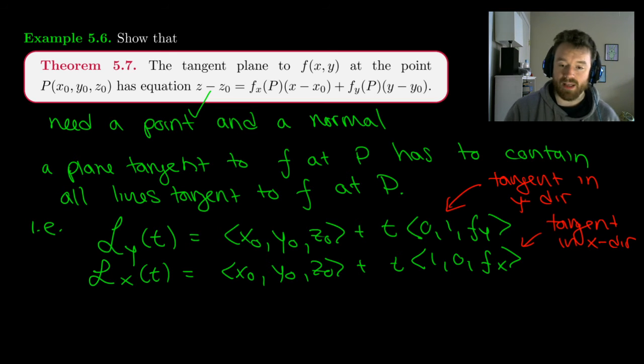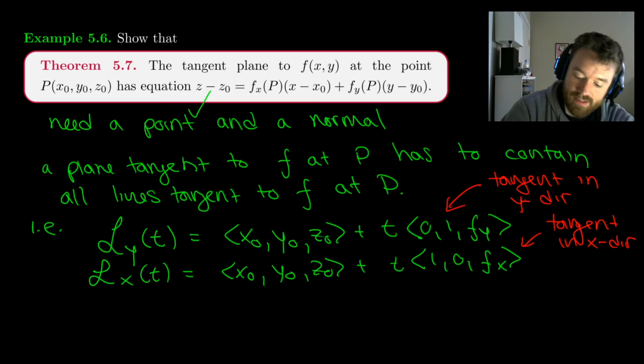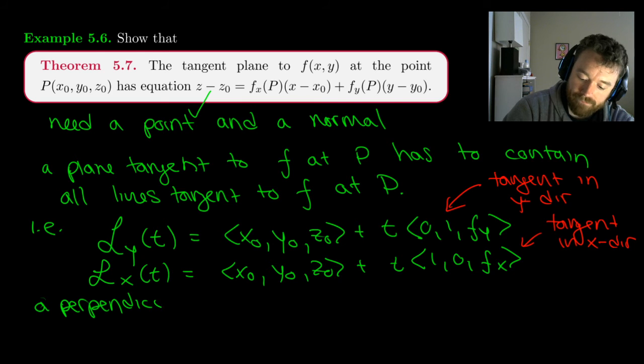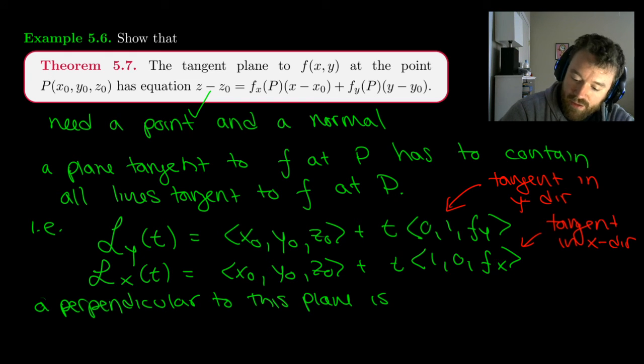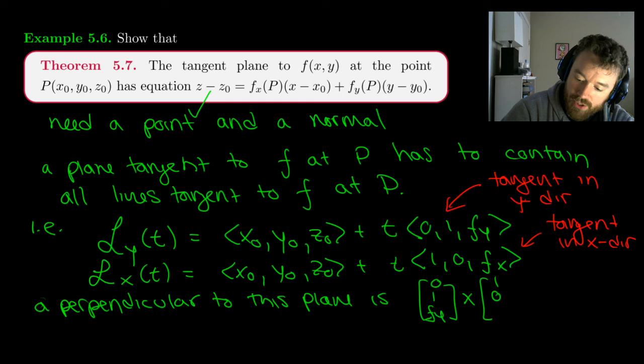And so what we get is two vectors that must live in this plane. We must have a vector parallel to 0, 1, fy, and a vector parallel to 1, 0, fx. And so a perpendicular to this plane is the vector given by 0, 1, fy cross 1, 0, fx.